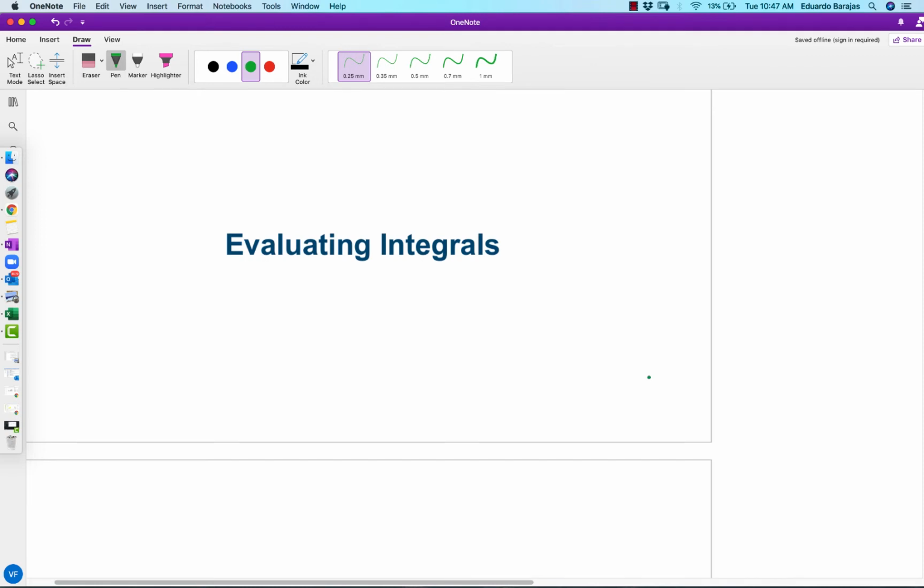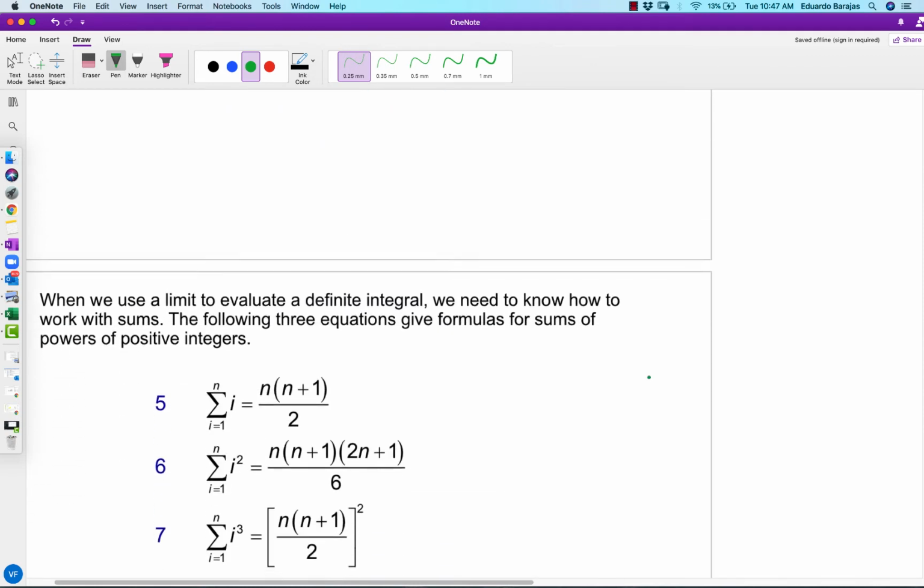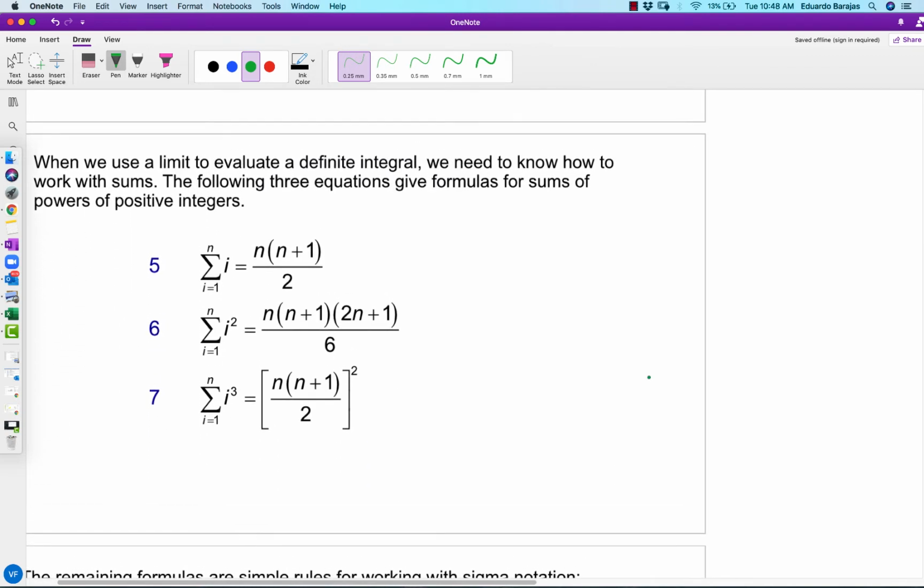Okay, evaluating integrals. When we use a limit to evaluate a definite integral, we need to know how to work with sums. The following three equations give formulas for sums of powers of positive integers. So hopefully these look familiar from your pre-calculus days. These formulas help us add some patterns that are established. So for example, let's work with this one.